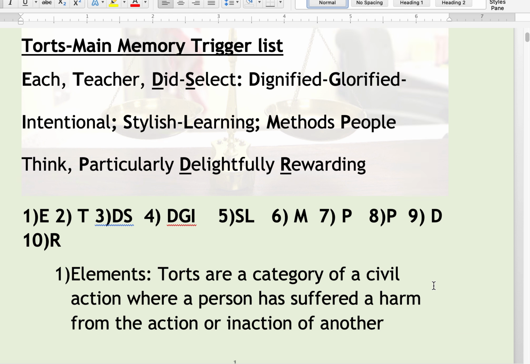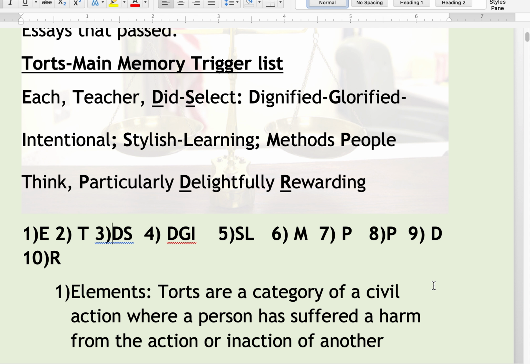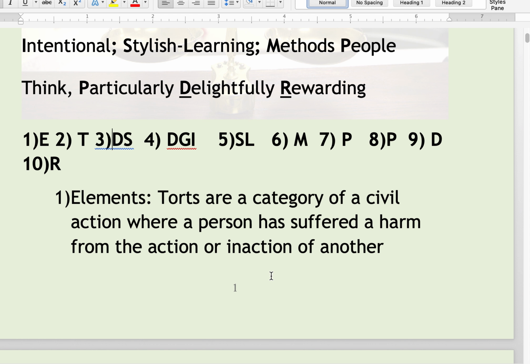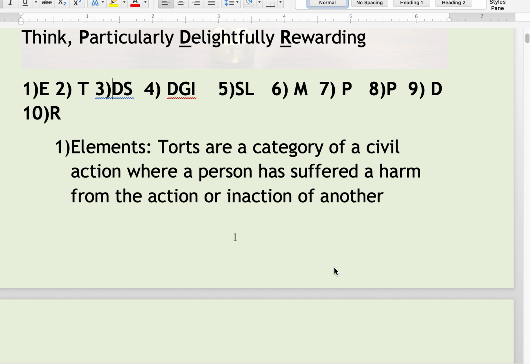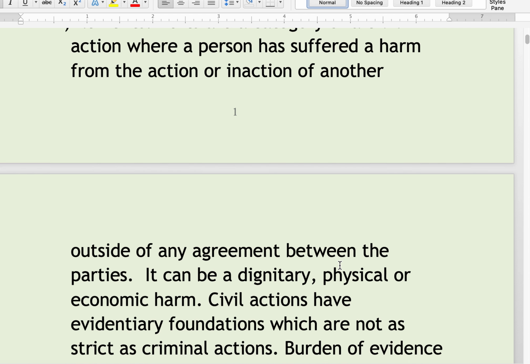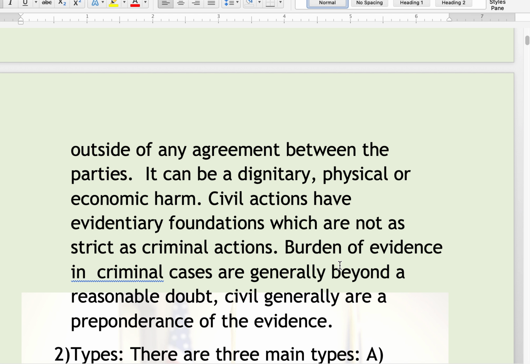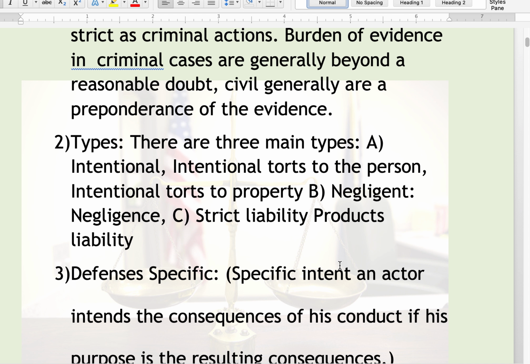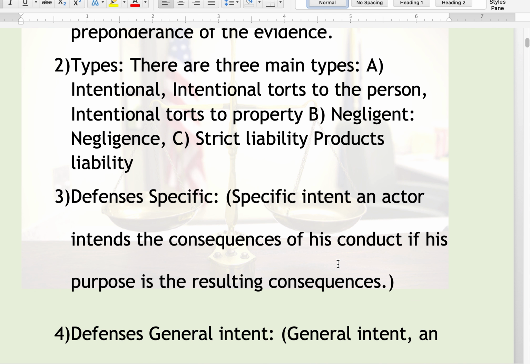E, elements. So each teacher did select dignified, glorified, intentional, stylish learning methods people think particularly delightfully rewarding. 1E, elements. Torts are a category of civil action where a person has suffered a harm from the action or inaction of another outside of any agreement between the parties. Like I said, I'm not going to read the whole thing. I'm just going to read the main points. T, 2. There are 3 main types, generally speaking: intentional, negligent, and strict liability types. Okay?